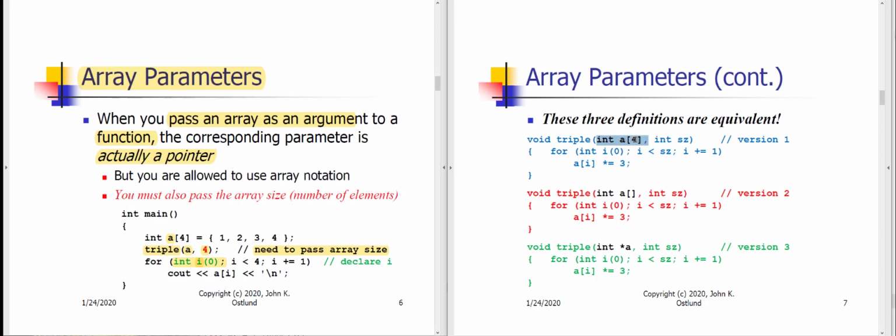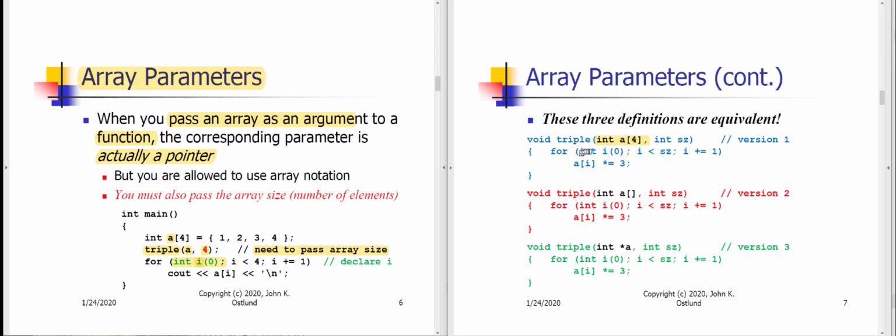Okay, so let's take a look at how this triple function can be written. The naive way, the beginner way, let's say, of implementing the triple function is to declare the parameter to be exactly the same type of thing that is being passed in. All right, so if A is declared as an array of 4 ints in main, we can declare A here to be an array of 4 ints as the first argument, and then after that we're also specifying the size, that is the number of items within the array.